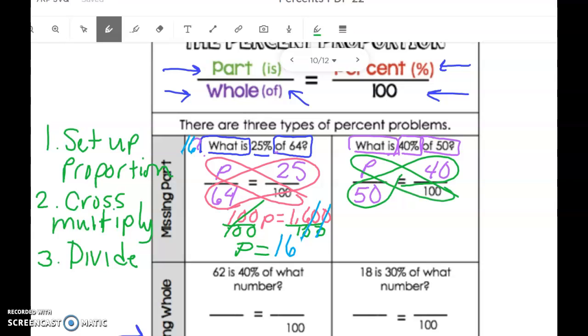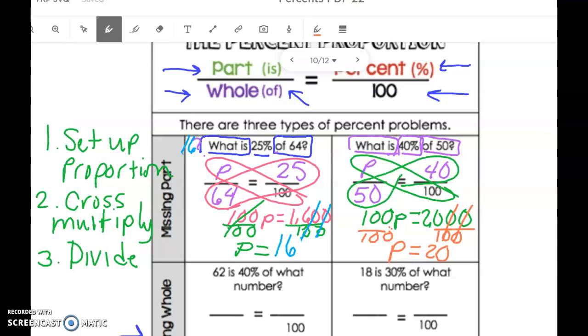Okay, so 100 times P will give me 100P equal to 40 times 50. Remember when you're multiplying stuff with zeros like this, you can ignore the zeros and just think 4 times 5 is 20, and then I have 2 zeros to put onto that answer. So 100P is equal to 2,000, and now I'm going to divide out 100 from both sides so that I can get the variable by itself. P is equal to, well, double zeros can cancel out, 20.